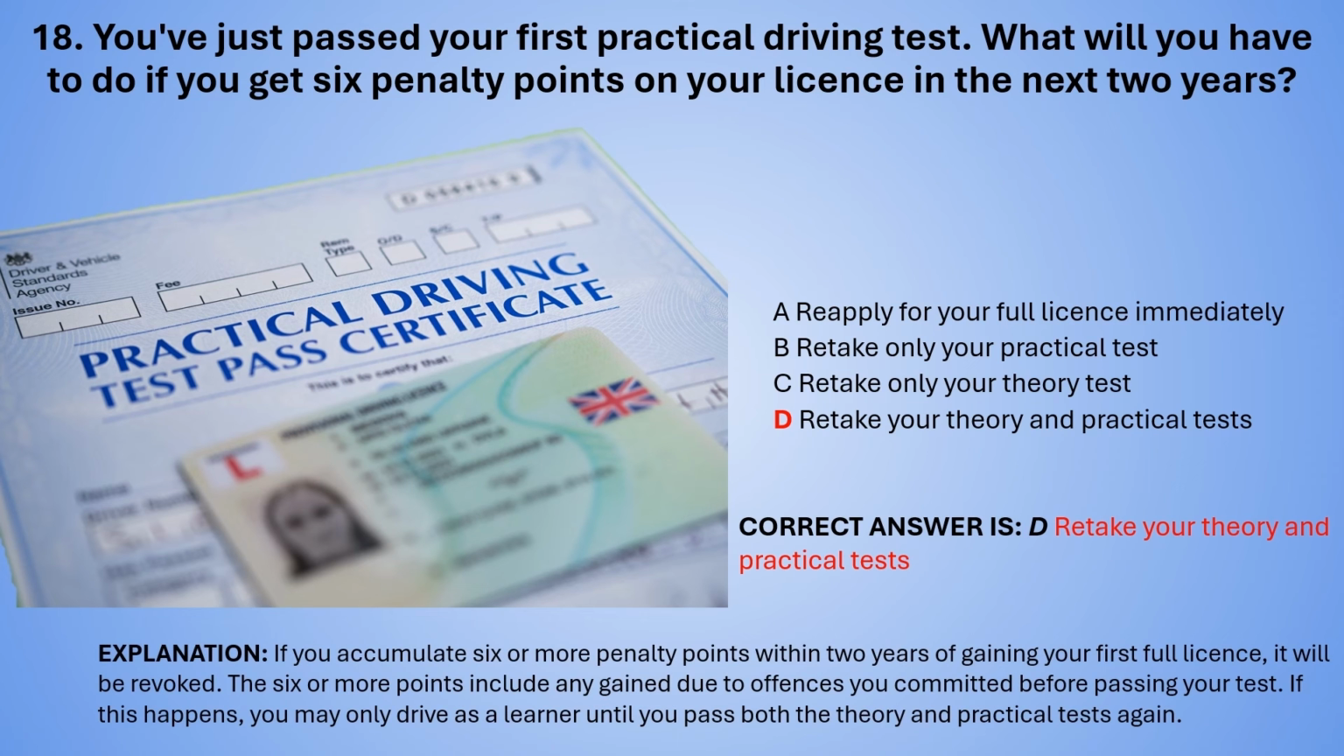If you accumulate 6 or more penalty points within 2 years of gaining your first full license, it will be revoked. The 6 or more points include any gained due to offenses you committed before passing your test. If this happens, you may only drive as a learner until you pass both the theory and the practical tests again.